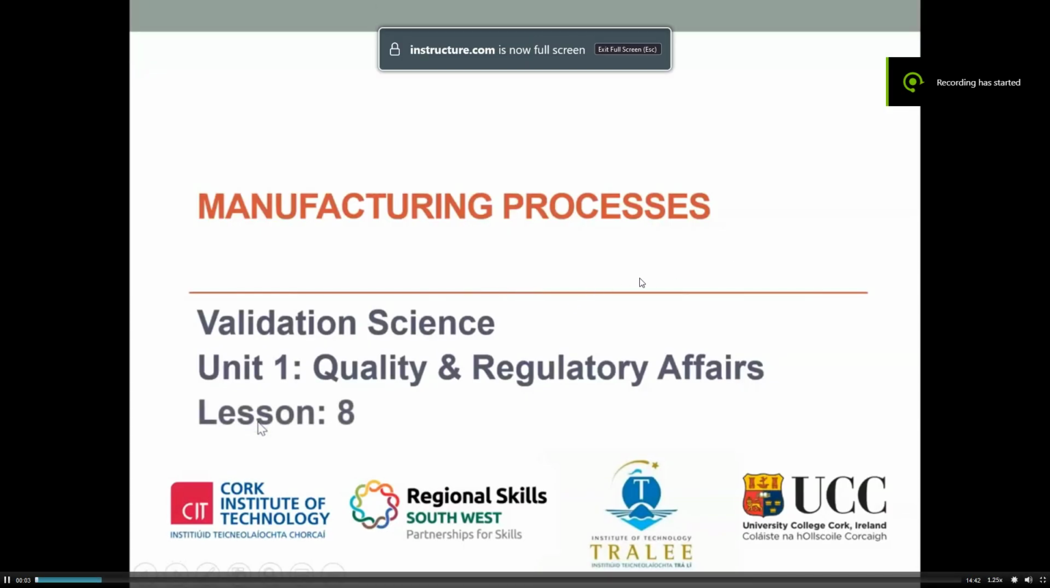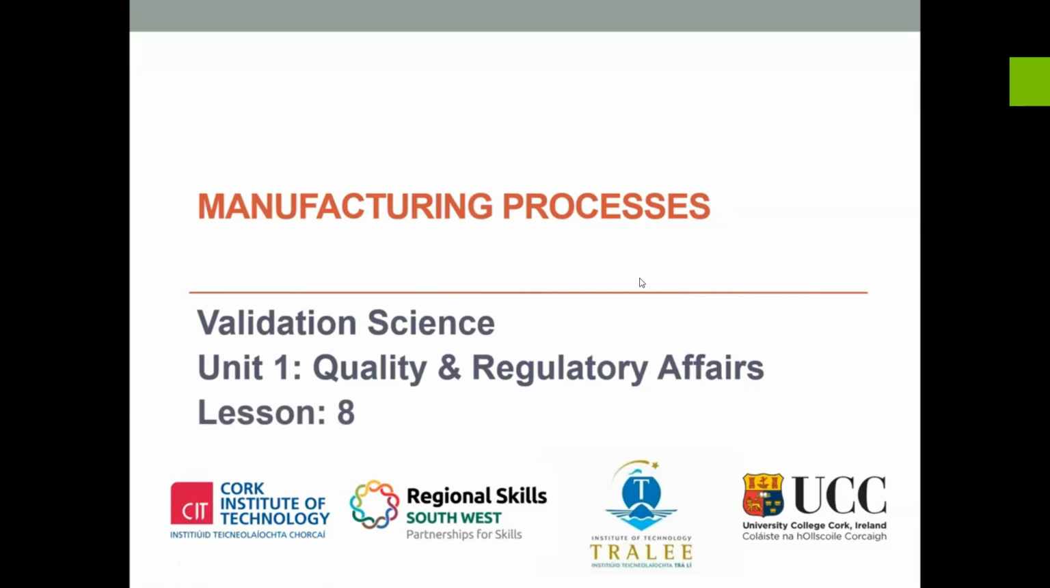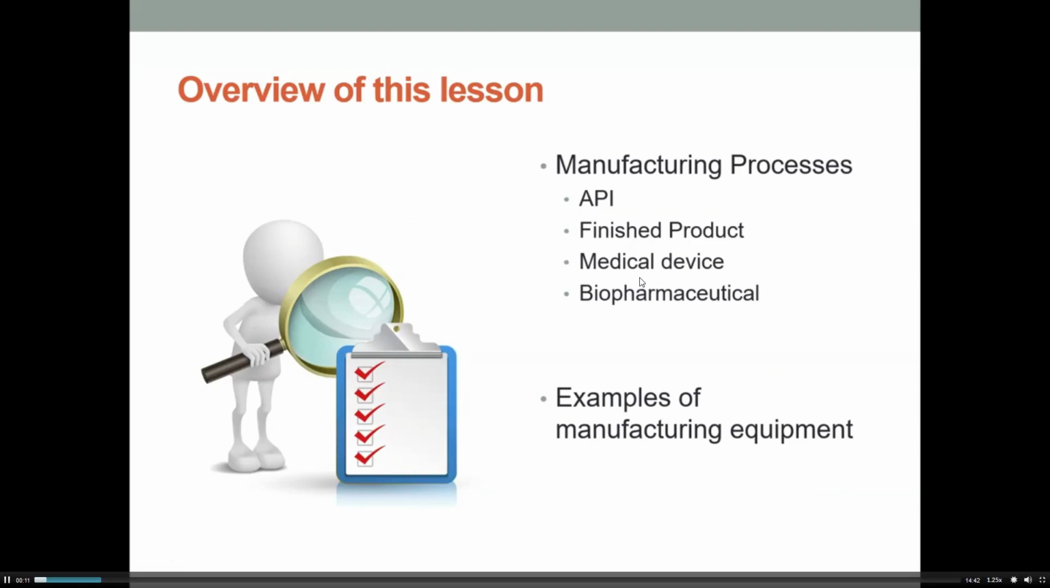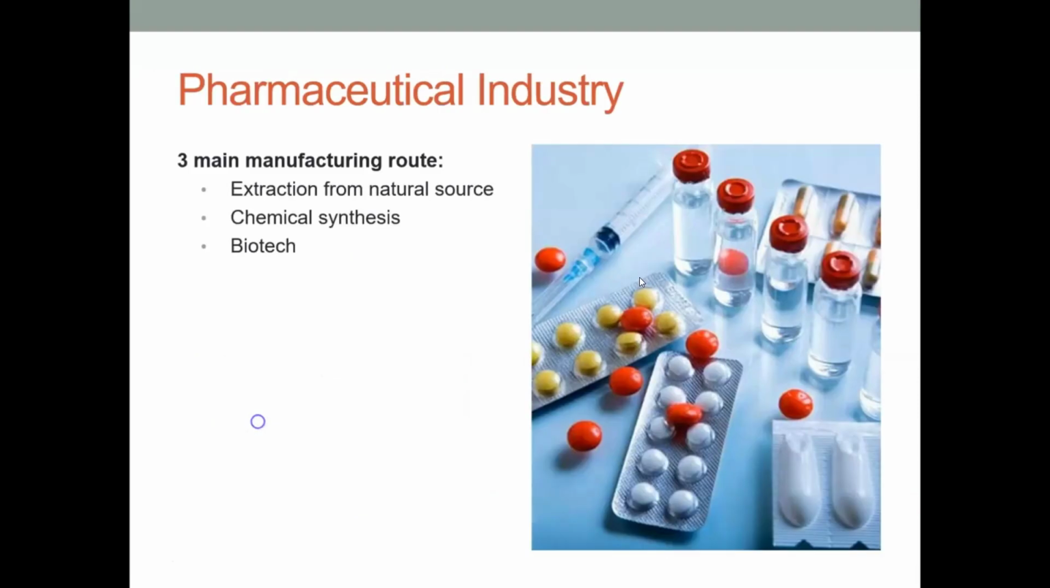Welcome to Lesson 8 from Unit 1 Validation Science. We're going to be talking about manufacturing processes in this chapter. We're going to be looking at the different types of manufacturing processes and looking at some examples of manufacturing equipment.